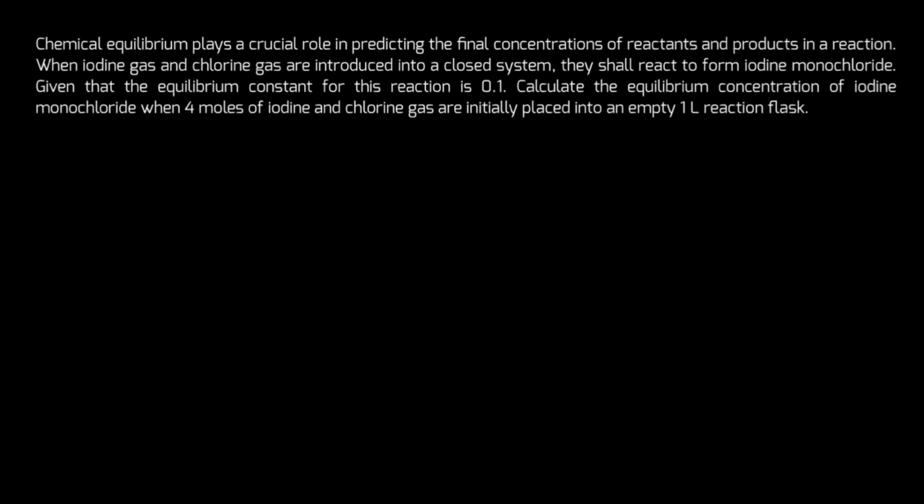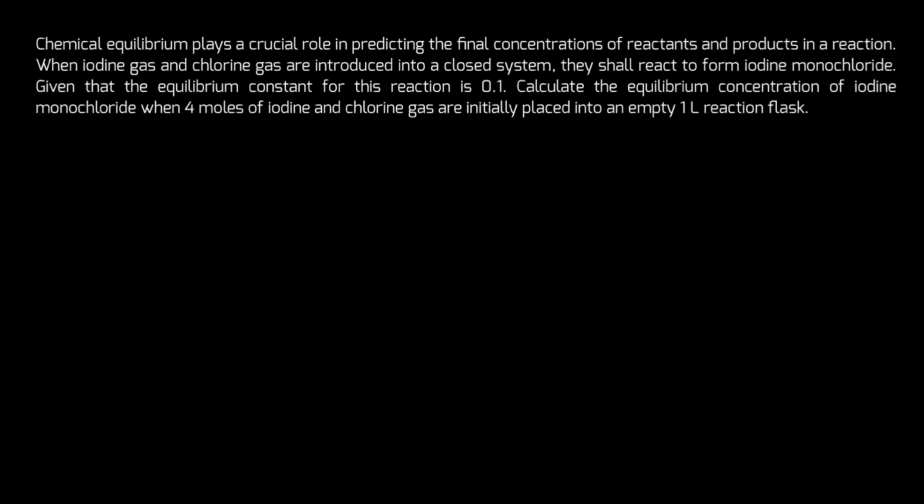Chemical equilibrium plays a crucial role in predicting the final concentration of reactants and product in the reaction. When iodine gas and chlorine gas are introduced into a closed system, they shall react to form iodine monochloride. Given that the equilibrium constant for this reaction is 0.1, calculate the equilibrium concentration of iodine monochloride when 4 moles of iodine and chlorine gas are initially placed into an empty 1 liter reaction flask.